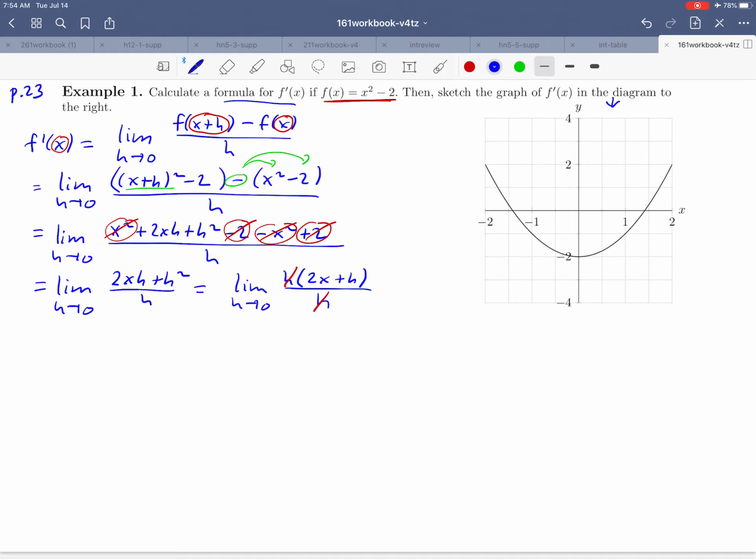And now we can let h go to 0, which means substituting h equals 0 into our expression here, we're just going to get 2x plus 0 out of this. Okay, which is 2x. Okay, so what we have shown then is that the derivative function of x squared minus 2 looks like 2x. So let's put that into words here.